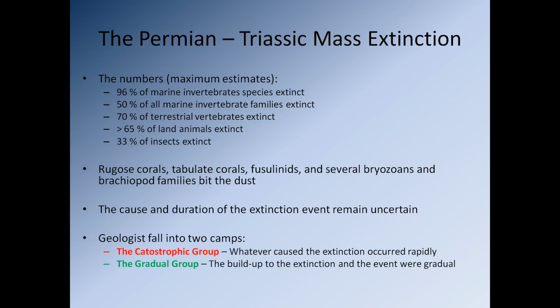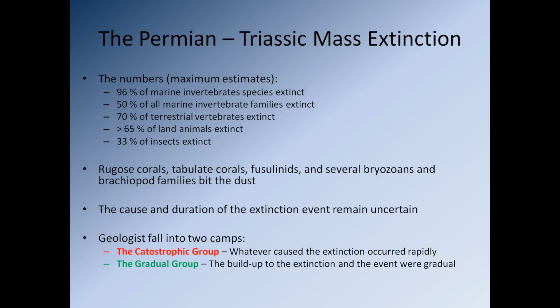So that's pretty serious. Rugose corals, tabulate corals, fusulinids, and several bryozoan and brachiopod families are gone at this point. They don't recover. So the cause and duration of the extinction remain uncertain.